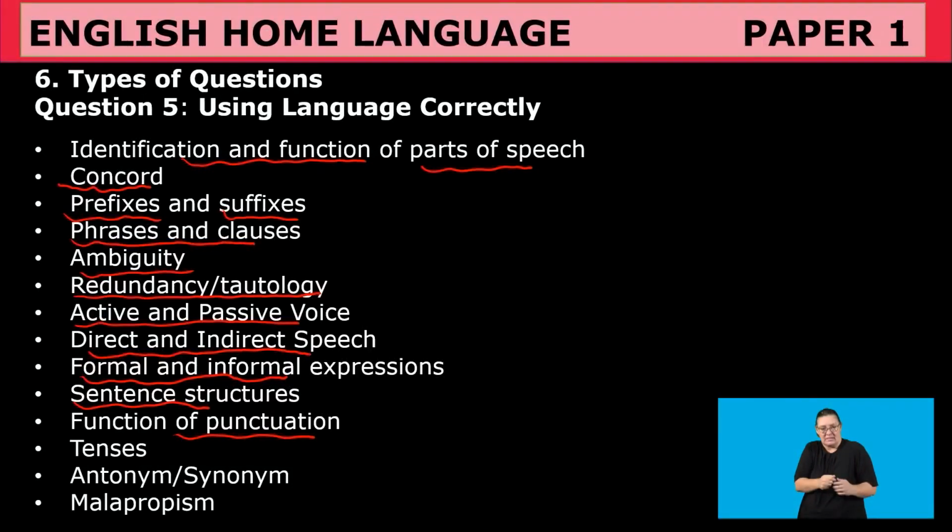So look at the context. Then the use of tenses, providing antonyms or synonyms in the context of the text. And lastly, the malapropism, when a word is incorrectly used, normally with a humorous effect.